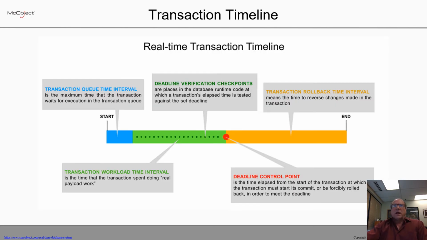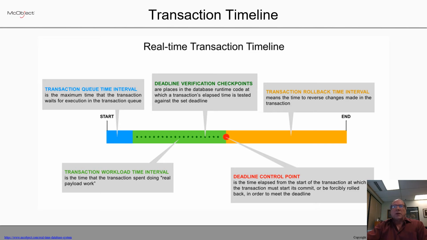So let's break down the timeline of a transaction. A transaction begins when the application code invokes it. If the database system is busy with one or more other conflicting transactions, the newly created transaction will be put into a waiting queue, but the clock on its deadline has already started. It's conceivable that a transaction will time out without ever getting scheduled for execution. Of course, you want to avoid that. Once scheduled, the transaction begins executing, and we call this the workload interval.